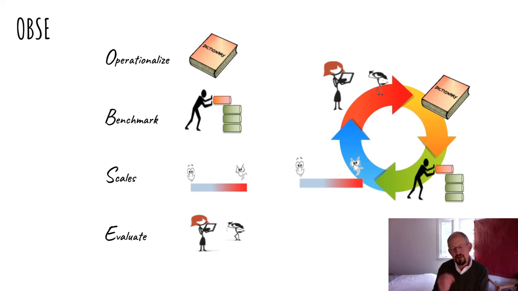Okay? So the key idea here, which we're going to continue to delve into in detail over the course of this module, is that when we develop these components, the operationalization, the benchmark, the scale of measurement, and the evaluation methodology, they relate to each other in important ways, and when we tweak one, we may be forced to tweak the others.